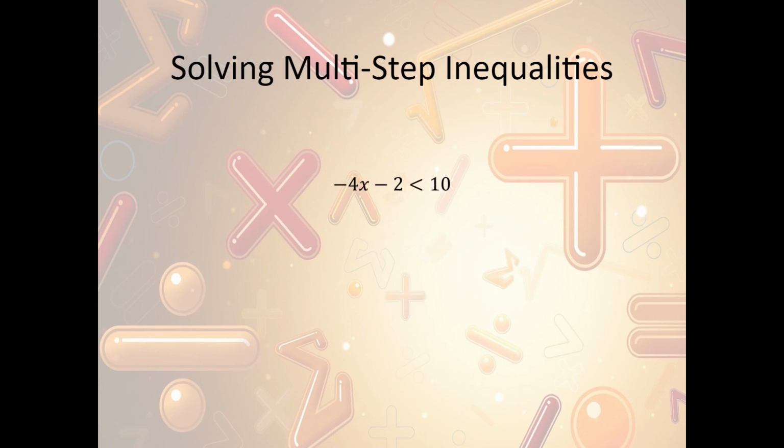Now what about this one? We've got negative 4x minus 2 is less than 10. So we're going to do the same thing. We're going to treat it like an equal sign and add 2 to both sides. And we're left with negative 4x is less than 10 plus 2, which is 12.